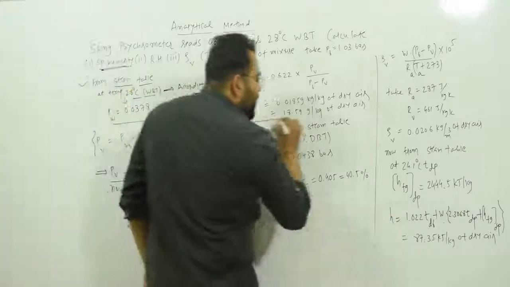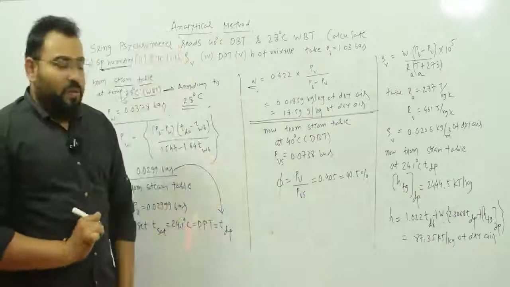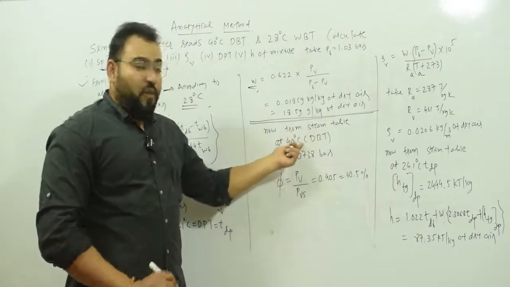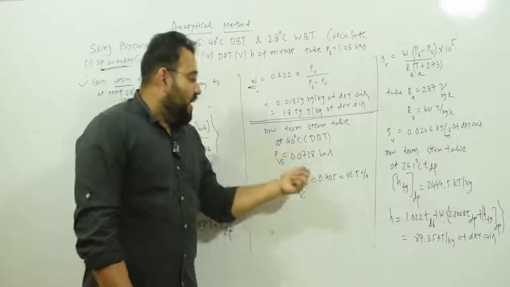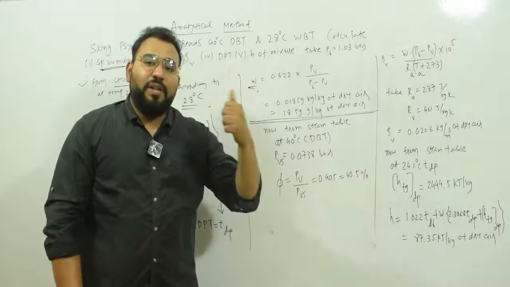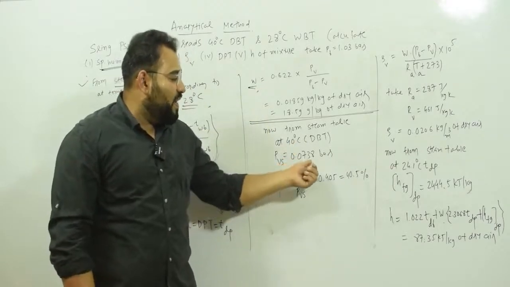Okay, now we will go for dry bulb temperature. We will use the same approach. From the steam table, we know that the dry bulb temperature is 40 degrees Celsius. Again, see the table for 40 degrees Celsius and see what the pressure is for that temperature. We can see that the pressure will be 0.0738 bar.